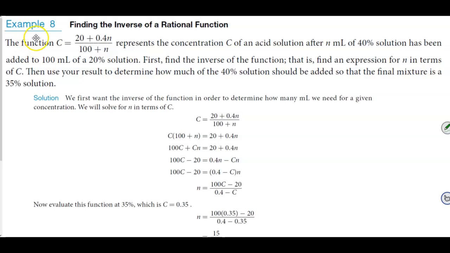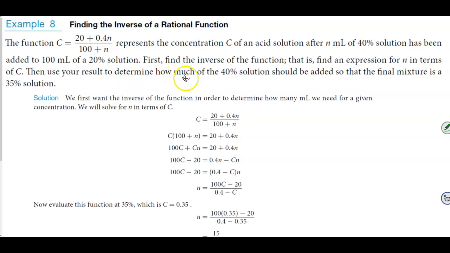Okay, in example number 8, we're finding the inverse of a rational function. So the function C, which is equal to (20 + 0.4n) divided by (100 + n), represents the concentration C of an acid solution after n milliliters of 40% solution has been added to 100 milliliters of a 20% solution. First, we want to find the inverse of the function. That is, find an expression for n in terms of C.